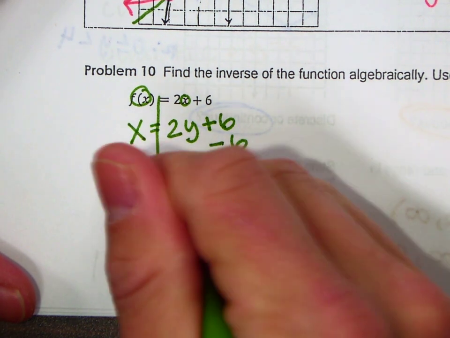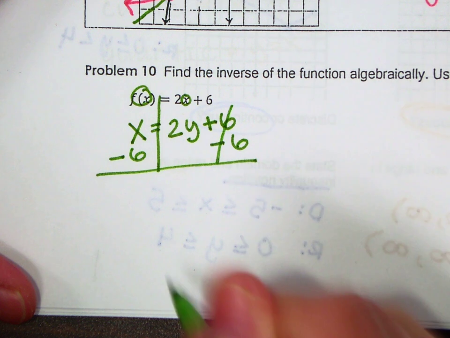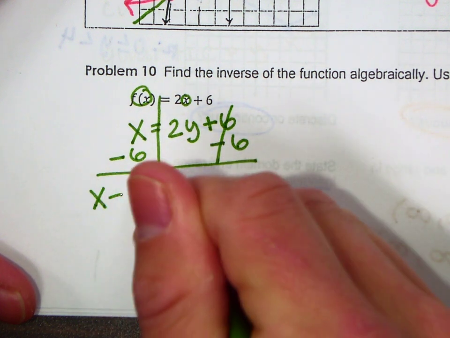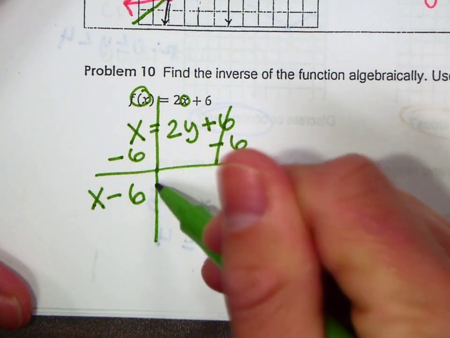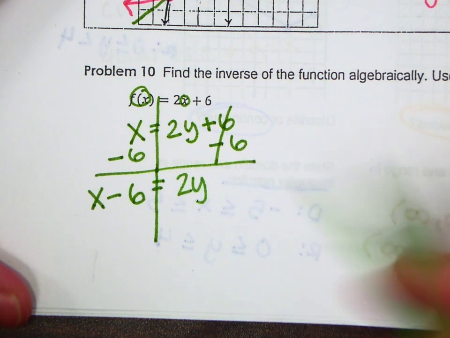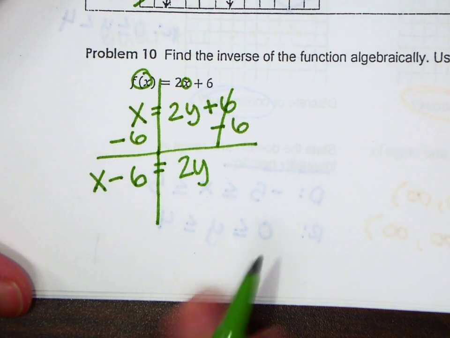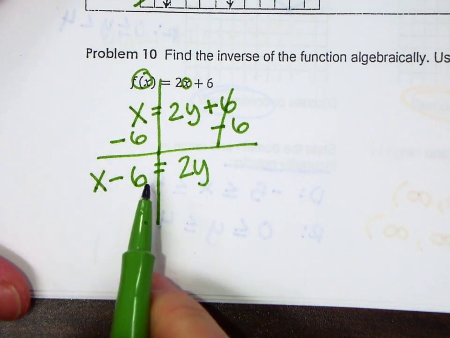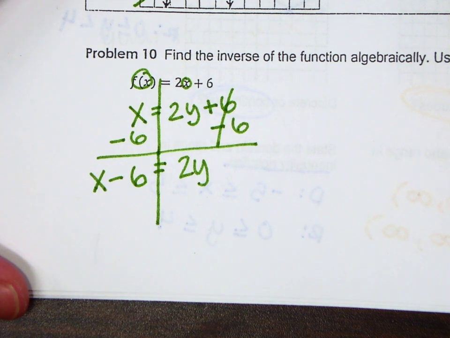So I'm going to subtract 6 on both sides. Now over here, don't actually do anything. Just write x minus 6. All right, you can't combine them because that's an x and that's a number, so they're not like terms.